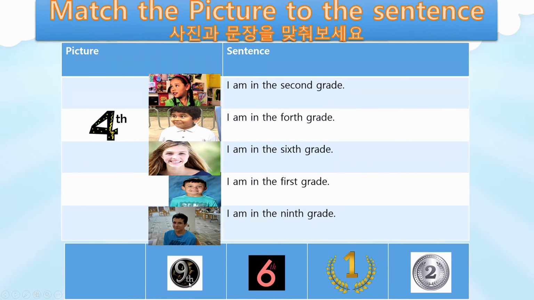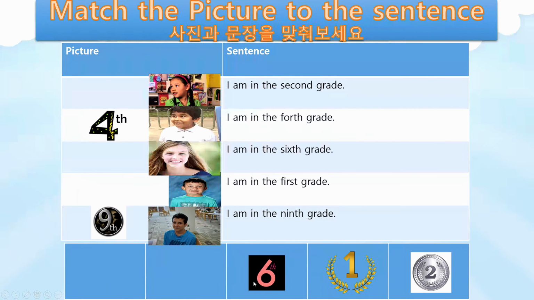All right. Next one is ninth. Okay, let's see. I am in the second grade. Second? Nine? No, not that one. We did this one. I am in the sixth grade. Sixth? No, not that. I am in the first grade. Nine and first, no. I'm in the ninth grade. Ninth. Okay. So you go there. Come on. Go. Good boy.